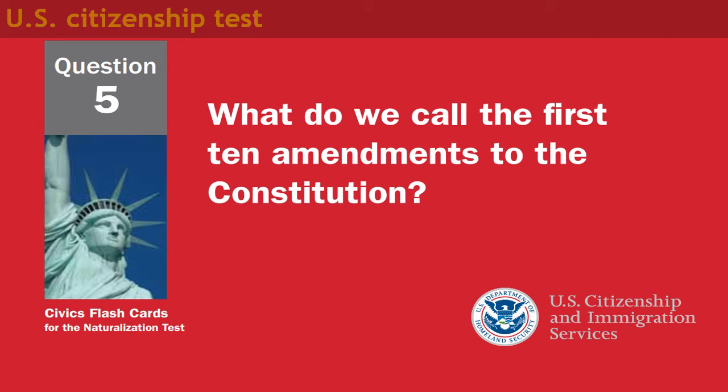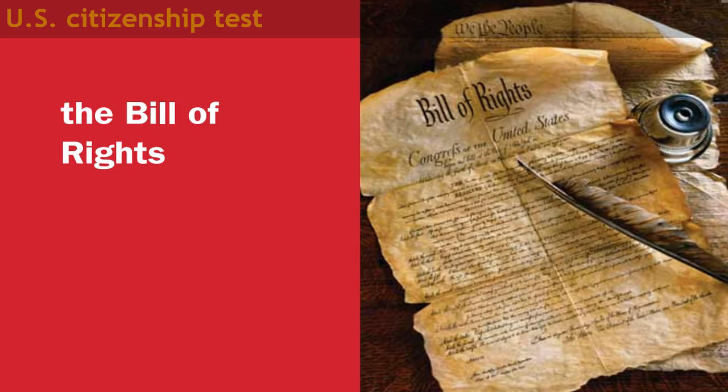Question 5. What do we call the first 10 amendments to the Constitution? Answer: the Bill of Rights. Explain. The Bill of Rights is the first 10 amendments to the Constitution. When the framers wrote the Constitution, they did not focus on individual rights. They focused on creating the system and structure of government.